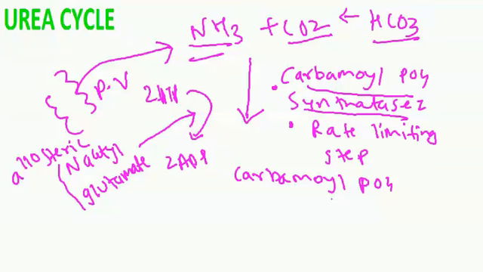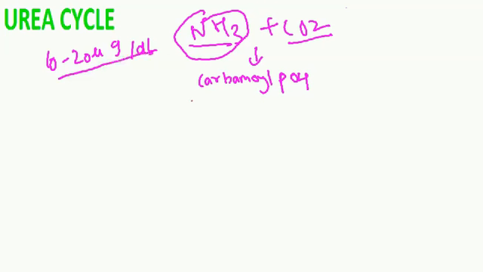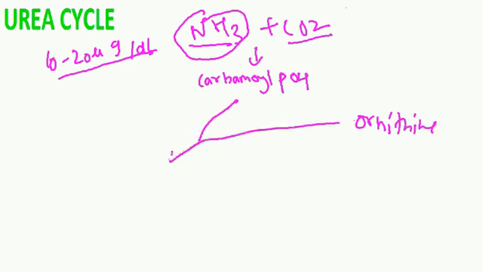Now let's take the reaction further from this. I also wanted to tell you that the normal level of ammonia in blood is about 10 to 20 micrograms per dl. So now taking further the reaction, the carbamoyl phosphate plus the ornithine act to form citrulline, and the enzyme acting here is ornithine carbamoyl transferase.